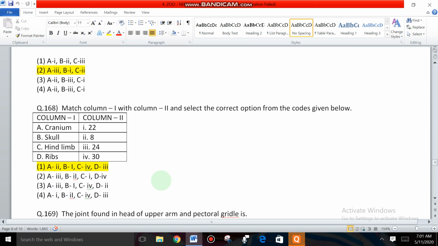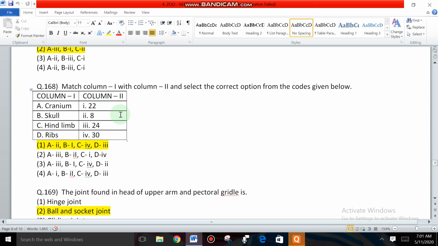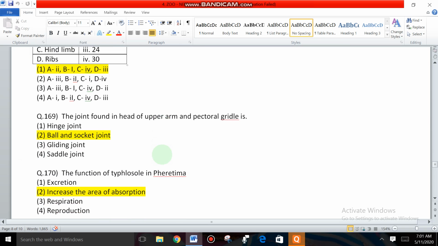So option number 2. Next one, the number of bones present in different locations. Cranium: how many bones are present in the cranium? 8. Skull complete bones are 22. And hind limb bones are how many? So 30. Each limb consists of 30 bones. And ribs are 24, that is 12 pairs.